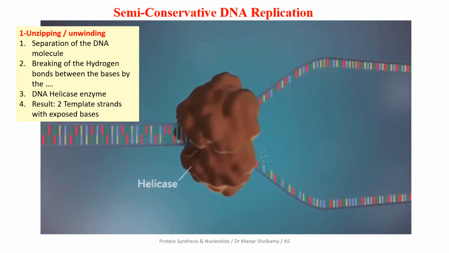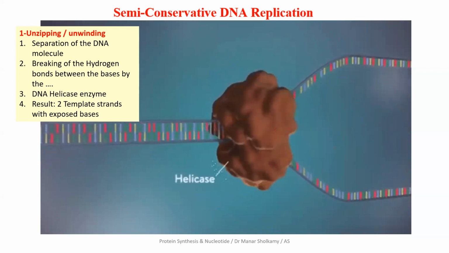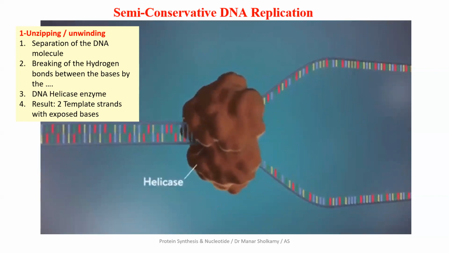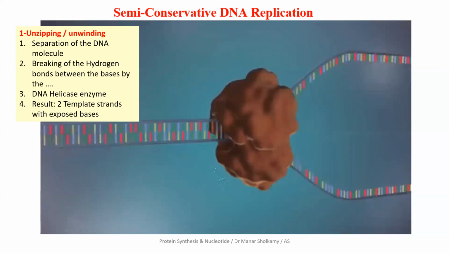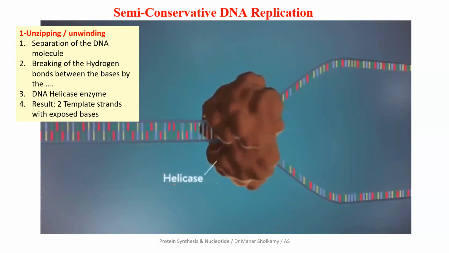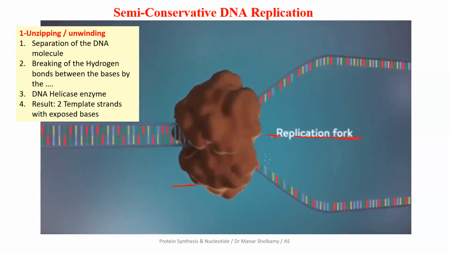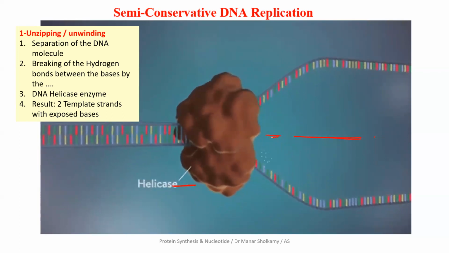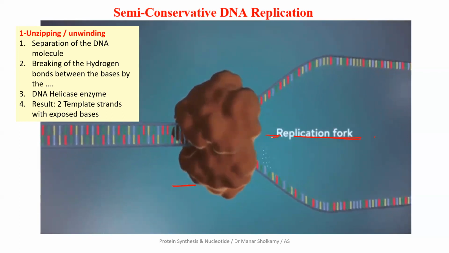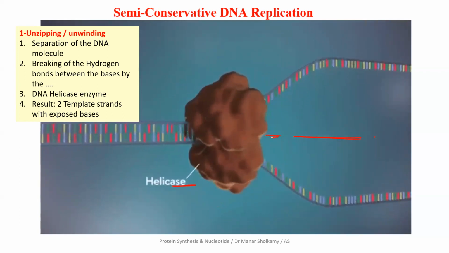Very good. Okay, so step number 1 is, look at my hand, unwinding and unzipping. Unwinding and unzipping, because the DNA is coiled. We will unwind in an anti-clockwise direction, and then we will unzip. The two strands will be split. The DNA helicase enzyme will split the two strands by breaking the hydrogen bonds between the two strands. The replication fork is the point of splitting, the point of separation between the two polynucleotide strands.